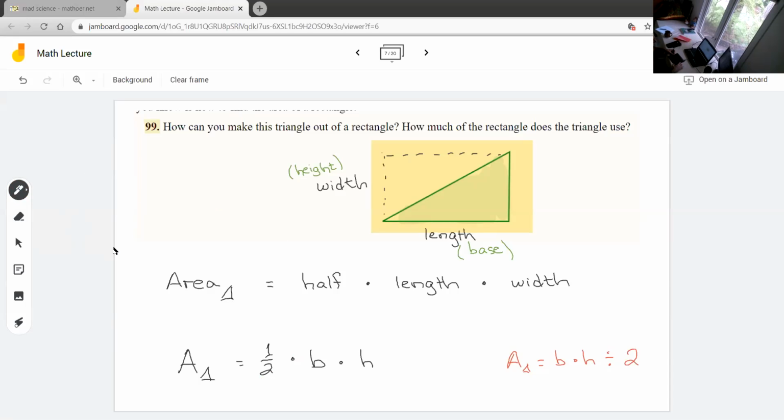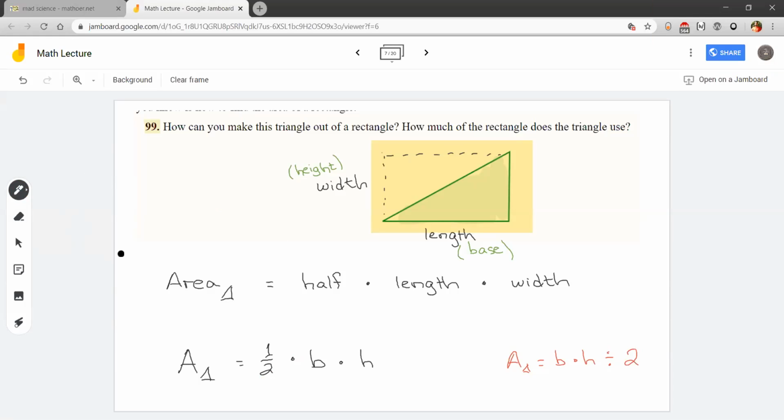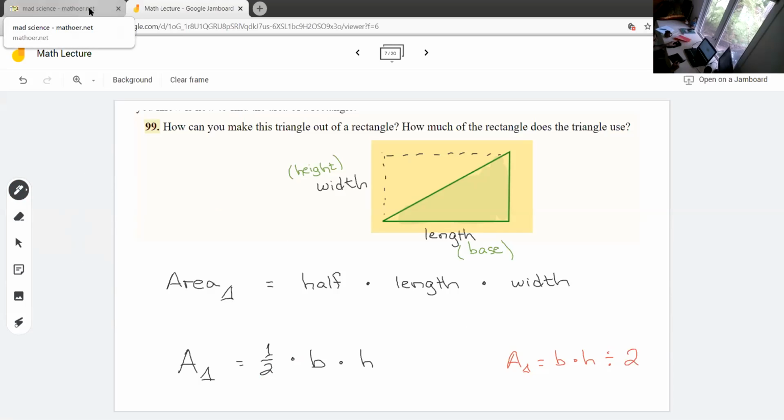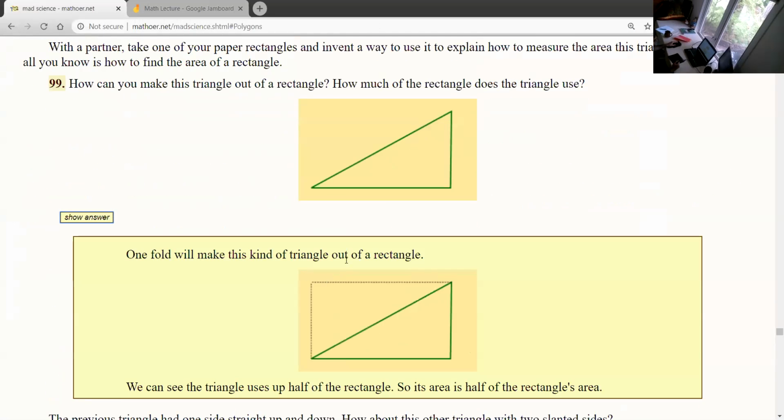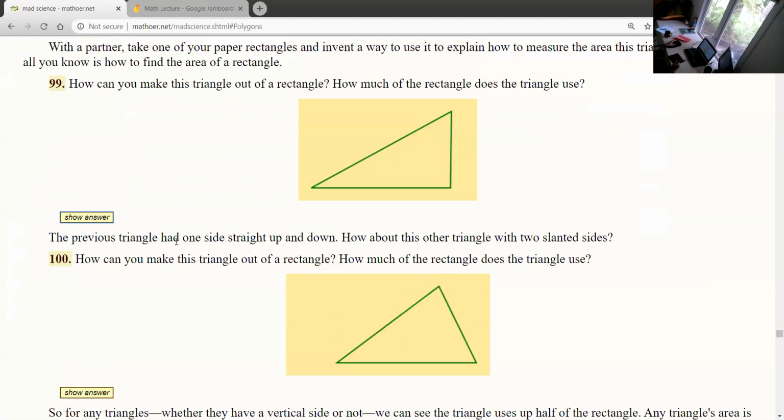Everyone okay with that? Yep. Okay, holler if I'm going too fast. So this one you can click and see what's happening there.